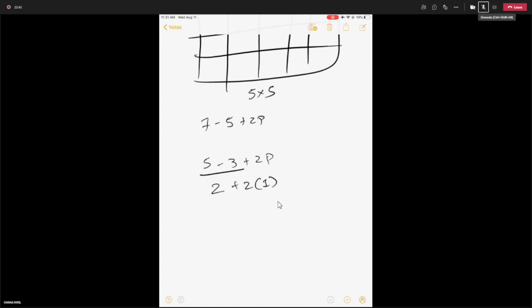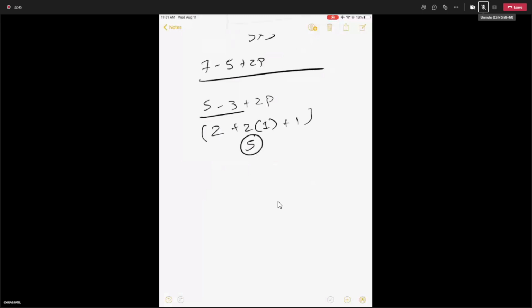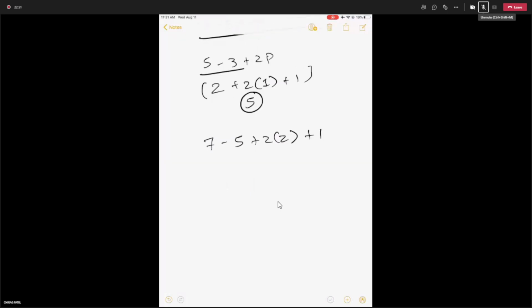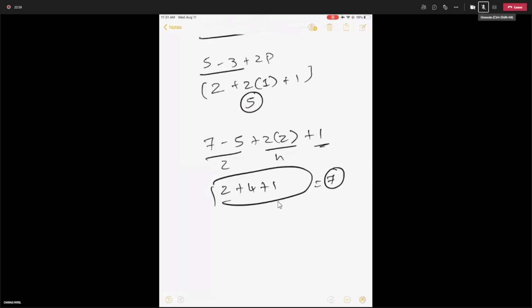So it's retaining your size as 5. This time we have 7 minus 5 plus, he is telling, 2 rows, 2 columns plus 1. This is 2, this is 4, this is 1. 2 plus 4 plus 1, you are again retaining the value 7. This is your formula.